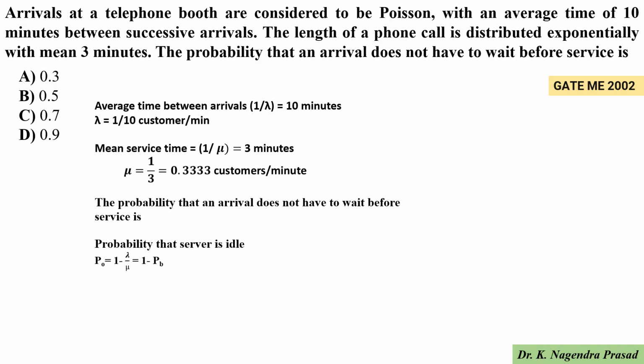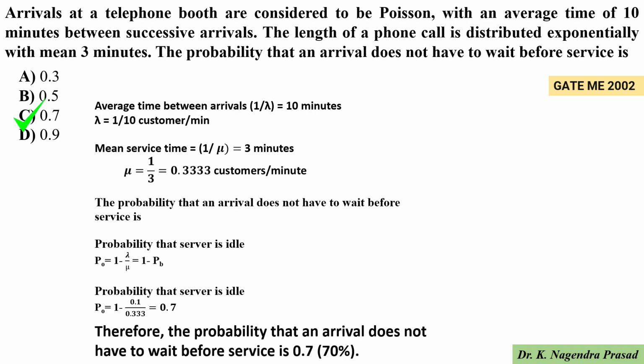So we know the probability that the server is idle, P naught, equals 1 minus lambda by mu. So lambda equals 0.1 and mu equals 0.33. Then the server is idle, P naught equals 1 minus 0.1 divided by 0.333, which is approximately 0.7. So option C is the correct answer.